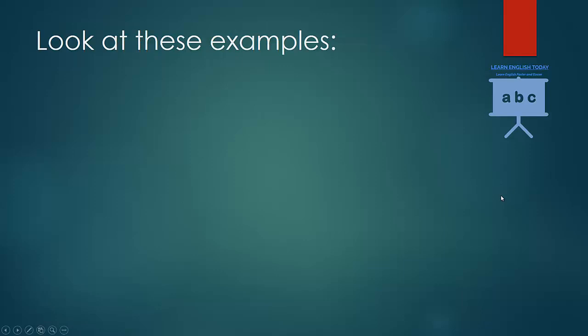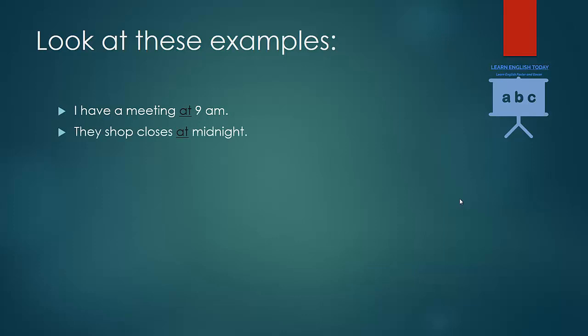Let's look at some examples of how we use these three prepositions. The first example, I have a meeting at 9 a.m. Nine is a clear, specific or precise time, so we use at. The next example, the shop closes at midnight. The next example, Jane went home at lunchtime. So at midnight, at midday, or at lunchtime have the same usage, so we can use at.